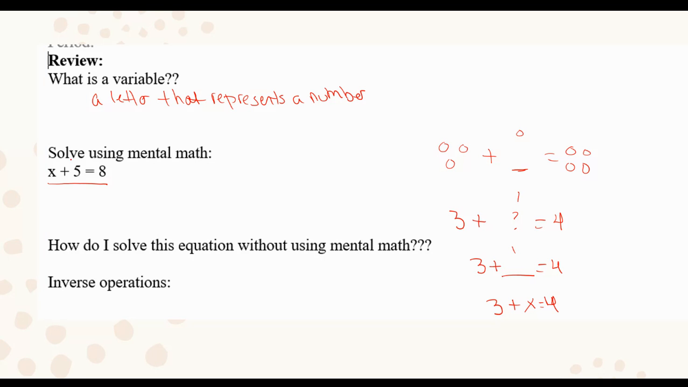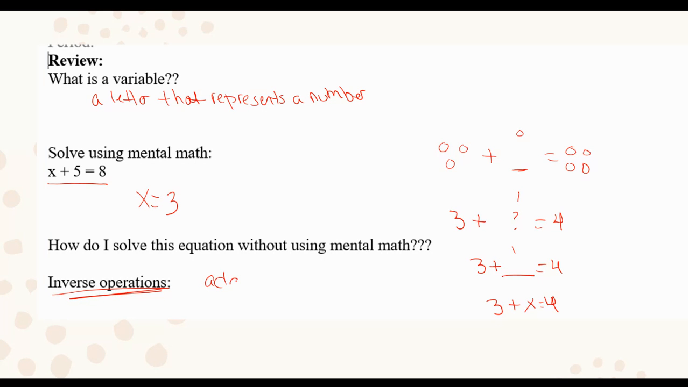So using mental math here, x plus 5 equals 8. You're really asking what number plus 5 equals 8? And a lot of you can tell me x equals 3 here, because 3 plus 5 is 8. But our question is, how do I do this without using mental math? Because the problems are going to get bigger. So instead, we need to use something called inverse operations.